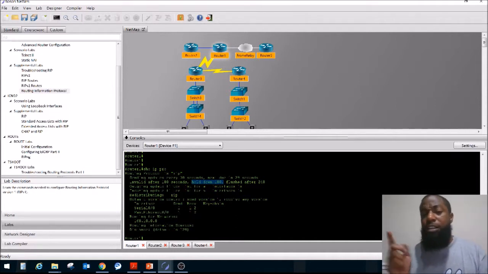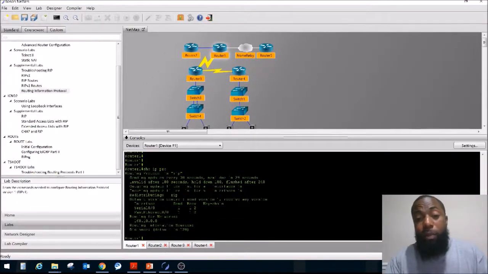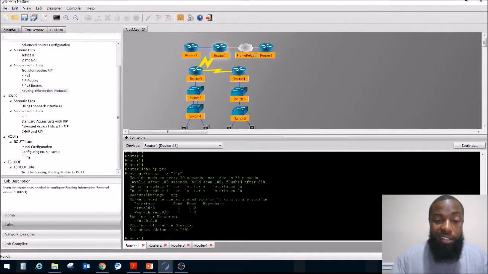Correct me if I'm wrong. I'll double check though, but I believe that's what the hold down timer is. I'm over here talking about basics, and I don't even remember the hold down timer, right?